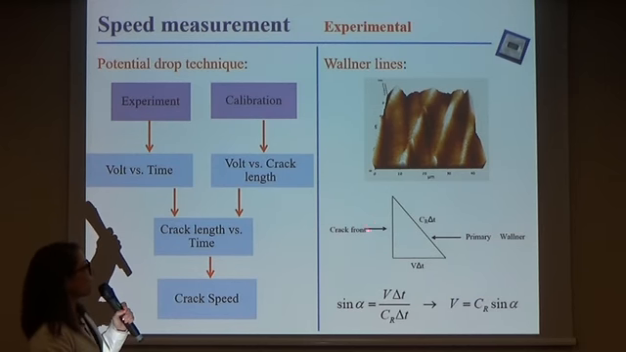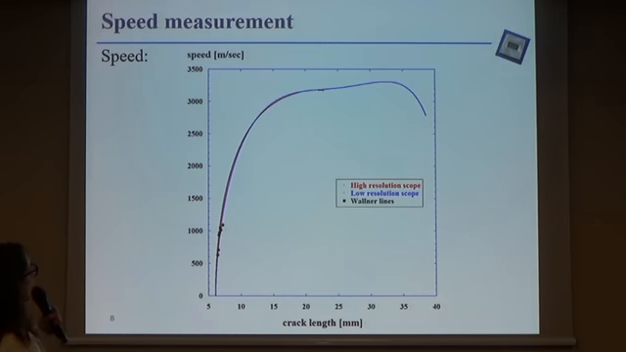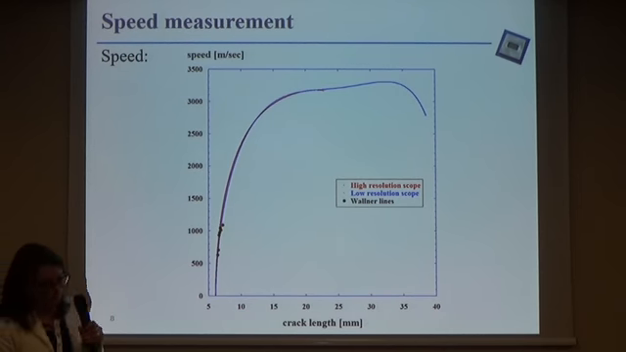And the inclination angle between the crack front and the primary Wallner line enables us to calculate the crack speed. This is an example of the speed as a function of the crack length that we get from our experiments. The red and blue curves represent the speed calculated using the potential drop technique using a high-resolution scope and a low-resolution scope, and the black dots represent the speed calculated using Wallner lines. We can see a great agreement between the three results, and that points to the reliability of our results.